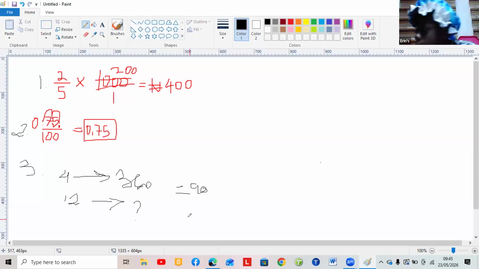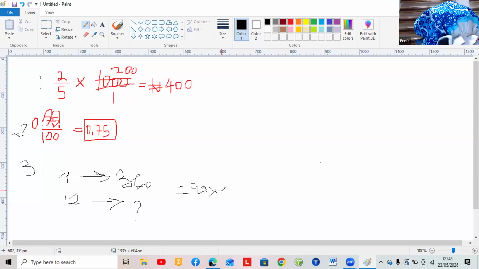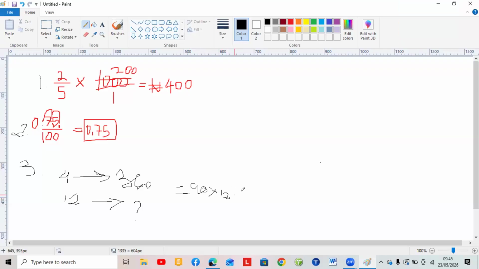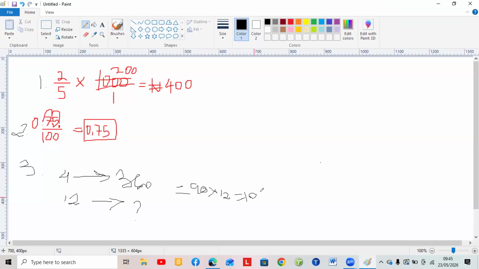So we're going to do 360 divided by 4, that's 90. So 90 times 12 is 1,080 naira. Good, 1,080. Yes, because 9 times 12 is 108, so when you add the zero behind, it becomes 1,080. Okay, that's good. All right.